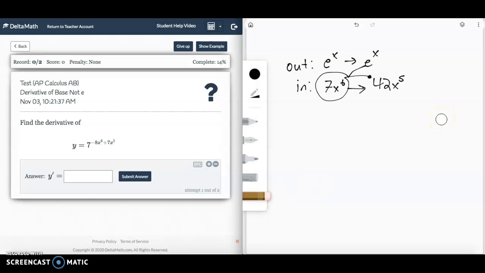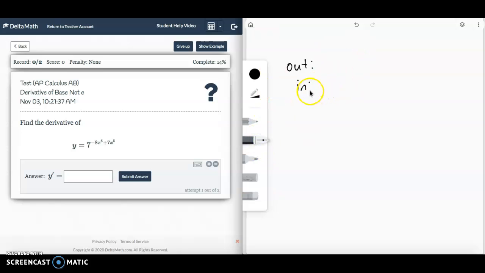So basically this is just, do you know your exponential and log derivatives well enough to be able to do this? You're almost always going to involve chain rule in some way. So we have 7 to the negative 8x to the 6th plus 7x to the 5th. So your outside function is 7 to the x power, and your inside function is negative 8x to the 6th plus 7x to the 5th. For these problems, you just have to know the derivative of a to the x, where a is some constant that's not e. The derivative of that would be 7 to the x natural log of 7. And then you can still find the derivative of your inside like a normal person.